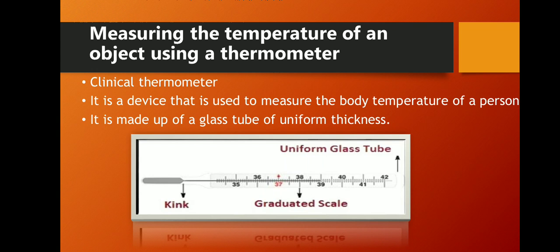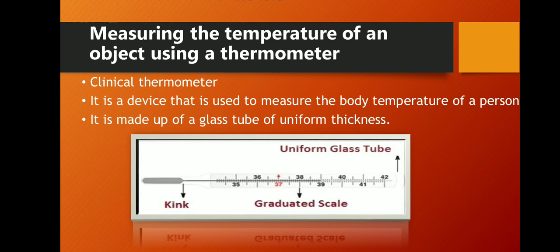It measures between the temperature range of 35 degrees Celsius to 40 degrees Celsius. The normal body temperature of a human being is 37 degrees Celsius, and in Fahrenheit, 98.6 degrees Fahrenheit. The normal temperature is indicated by a little arrow.